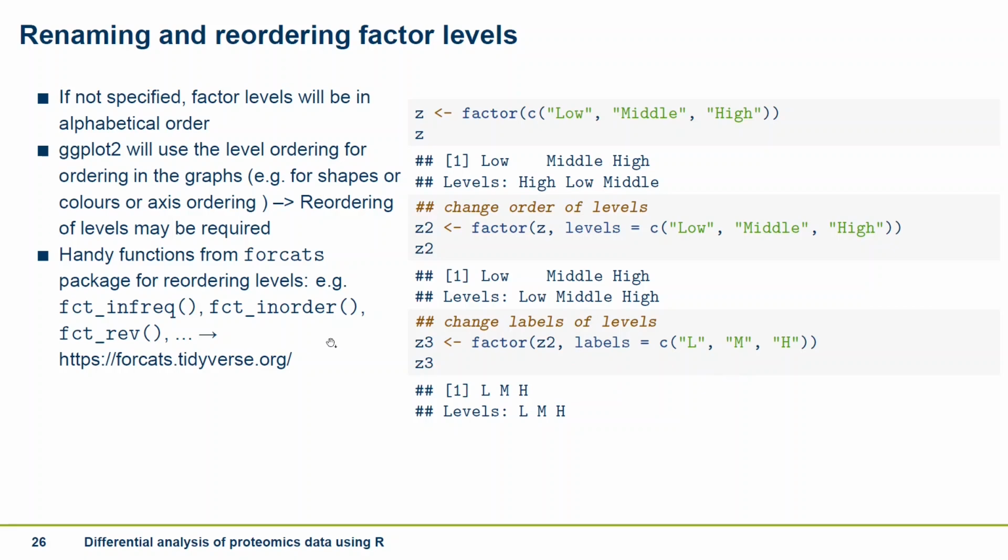And I also want to point out the forcats package, which is part of the tidyverse. This has some really handy functions for reordering levels. For example, reversing the order or ordering it in order of frequency of levels in a certain data set and so on. So just have a look, and there's also a cheat sheet on that.